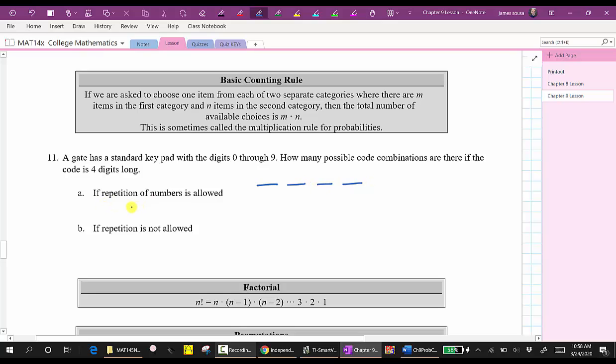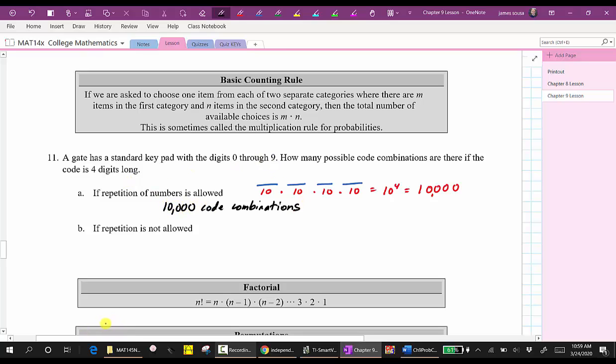For part A, repetition of the numbers is allowed, which means for each category, we can select any of the 0 through 9 digits, which means there are 10 choices. So because there are 10 choices for the first digit, 10 choices for the second digit, 10 choices for the third digit, and 10 choices for the fourth digit, the number of 4-digit codes when repetition is allowed is equal to 10 to the fourth, or a 1 with 4 zeros, giving us 10,000. There are 10,000 possible code combinations using 4 digits with repetition.